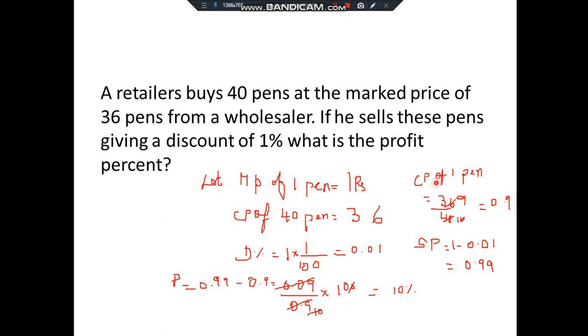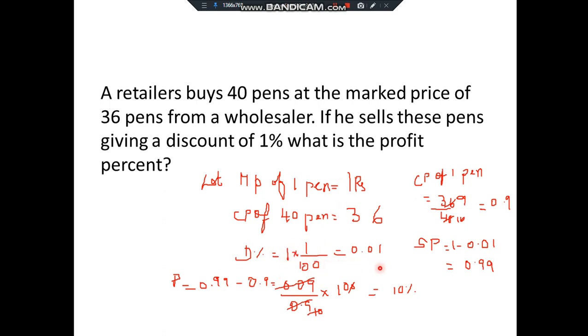So let us find the cost price of 1 pen, which is 36 by 40. On cancelling, we get 0.9. That is the cost price of 1 pen. They have given that he sells these pens at a discount of 1%. Discount is always calculated on market price, so find 1% of market price: 1 by 100 into market price of 1 rupee. You get the discount as 0.01.